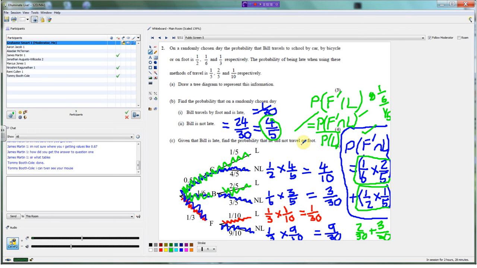5 over 6. So the probability, given that Bill is late, that he did not travel on foot, would be 5 over 6, and that's the way you'd work it out. I know there's a lot on that screen, but I videoed that one.